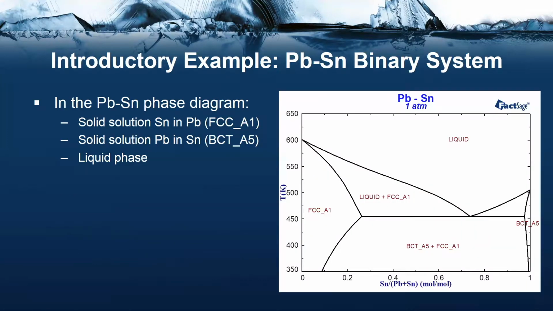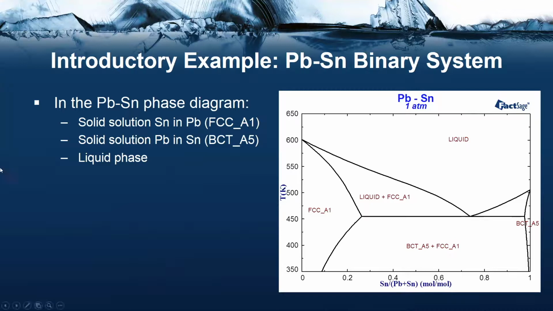In order to understand what type of data we need to construct a phase diagram, we'll consider an introductory example. For this purpose, we'll consider the lead-tin binary system. The binary phase diagram depicted in the figure was drawn using FactSage. In the figure, you can see that three different phases are present at different conditions.